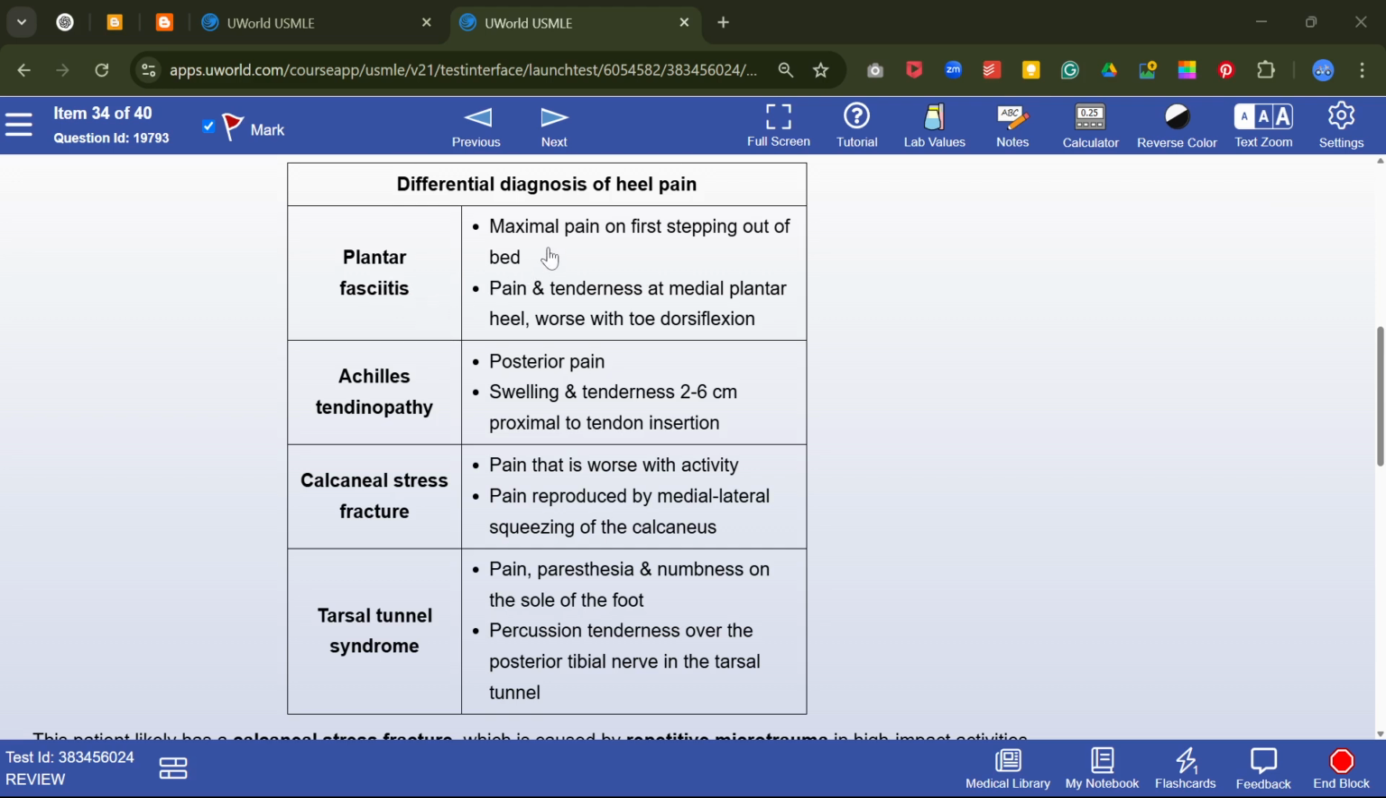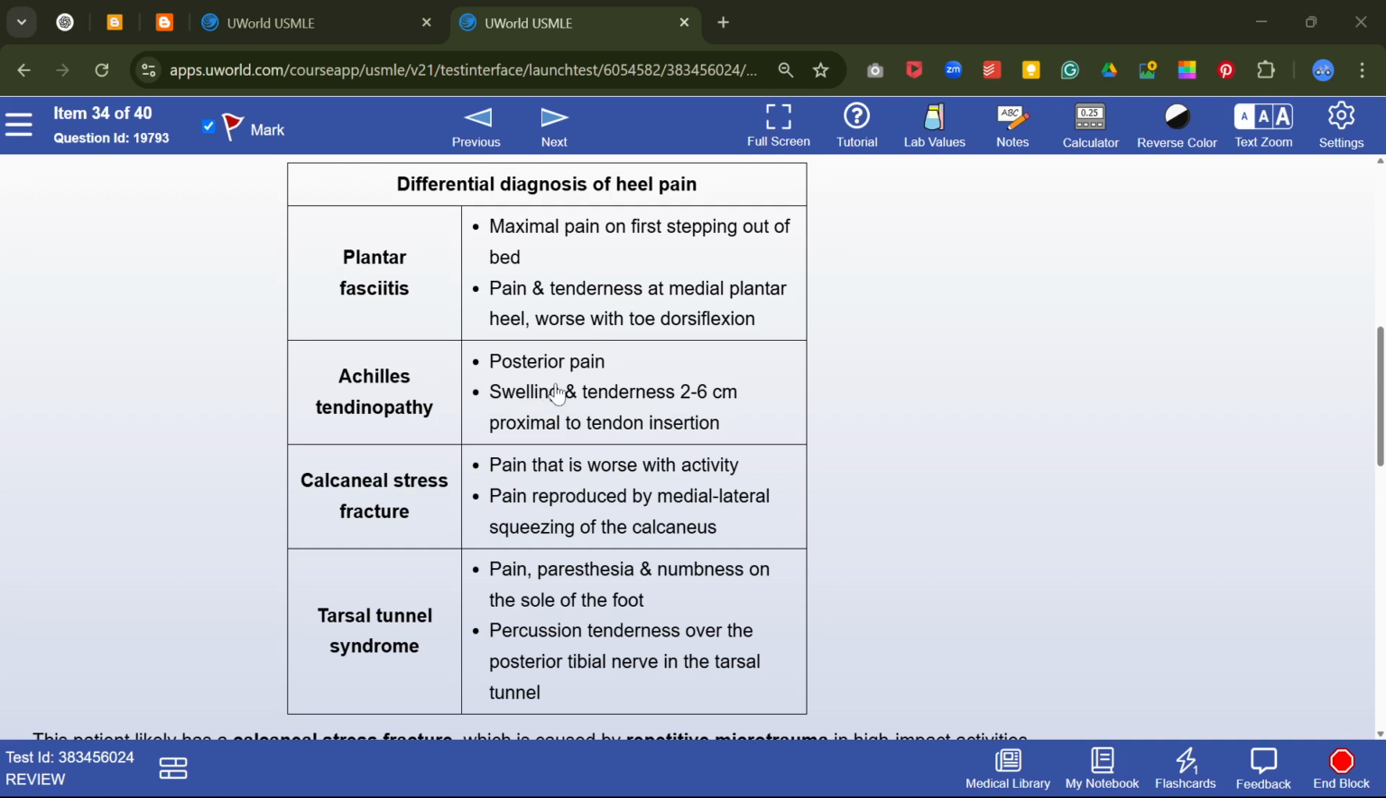Plantar fasciitis: maximal pain on first stepping out of bed, pain and tenderness at the medial plantar heel, worse with toe dorsiflexion.